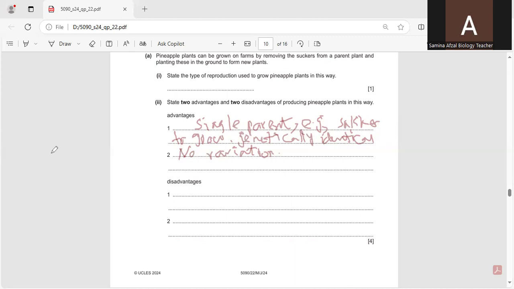If there is any change in the environment, it will be difficult for them to survive. So there is no survival of these plants, which are genetically identical. So in this way, both the advantages and disadvantages are written over here.